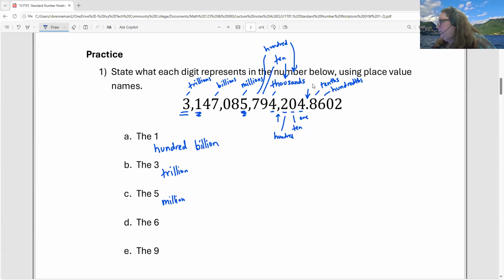The 6 over here is the hundredths place. Again, to the right of the decimal point, we go tenths, then the second one is hundredths. And the 9 here is, we have thousands, and then this would be 10 thousands.